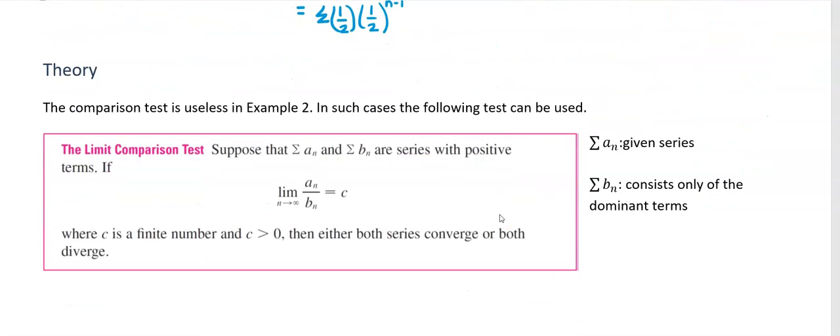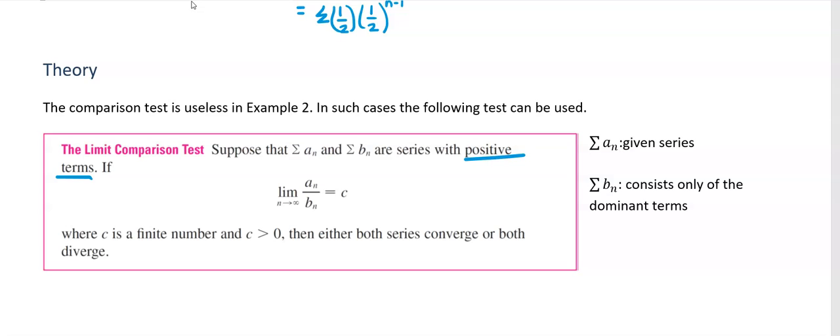There is a second part to this comparison test. There's something called the limit comparison test, and it can be used in cases like this. So suppose the series A sub n and the series B sub n are series with positive terms. So once again, we need that positive term idea.